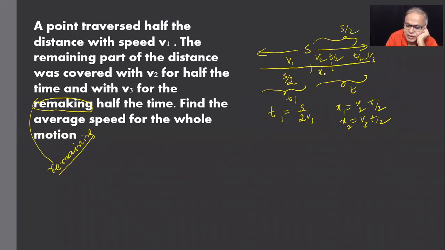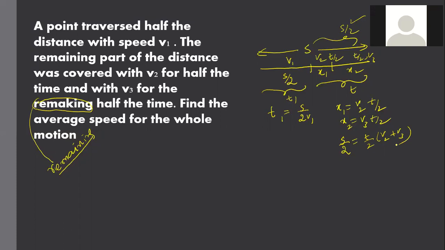Some x1 here, some x2 there. Add x1 plus x2, that will be how much? S by 2, isn't it? Yes, sir. Children, tell me, what do I get? t equals t by 2 into v2 plus v2 plus v3, v2 plus v3. So this 2 is going away.